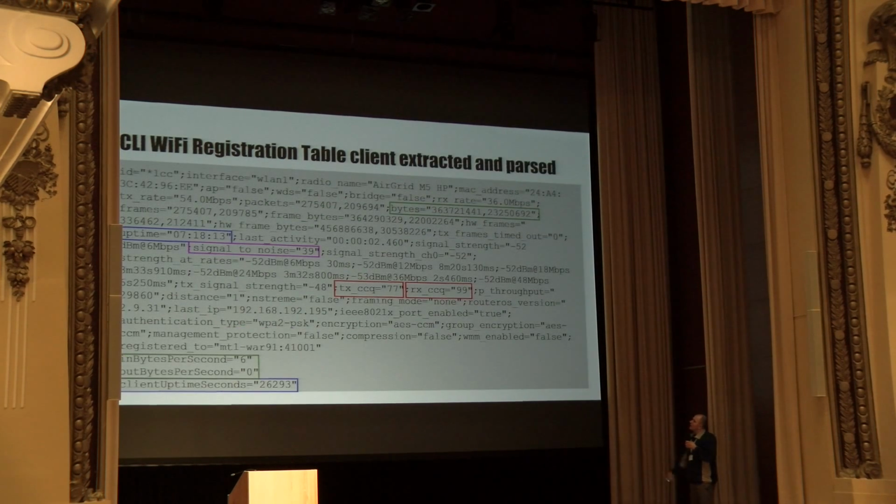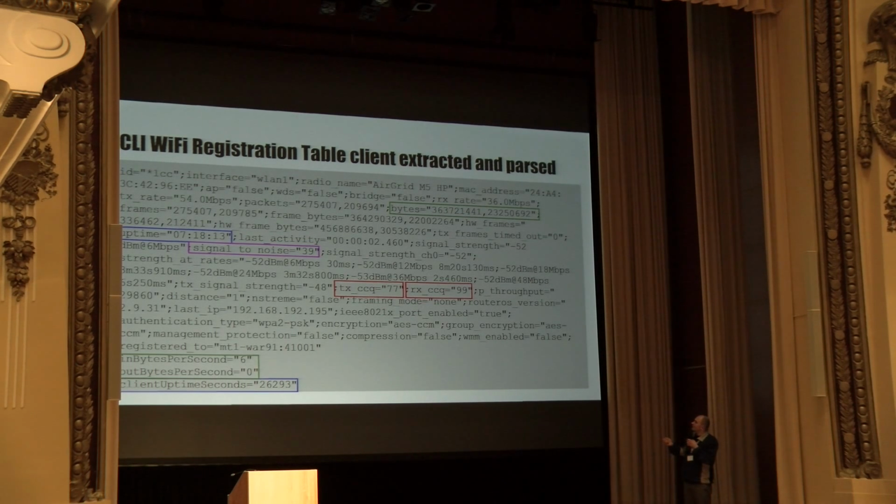And as far as CLI management, CLI monitoring goes, this is an example of a wireless client of a RouterOS access point. And this is all the data that you can get from the RouterOS CLI informing you about each and every particular client.